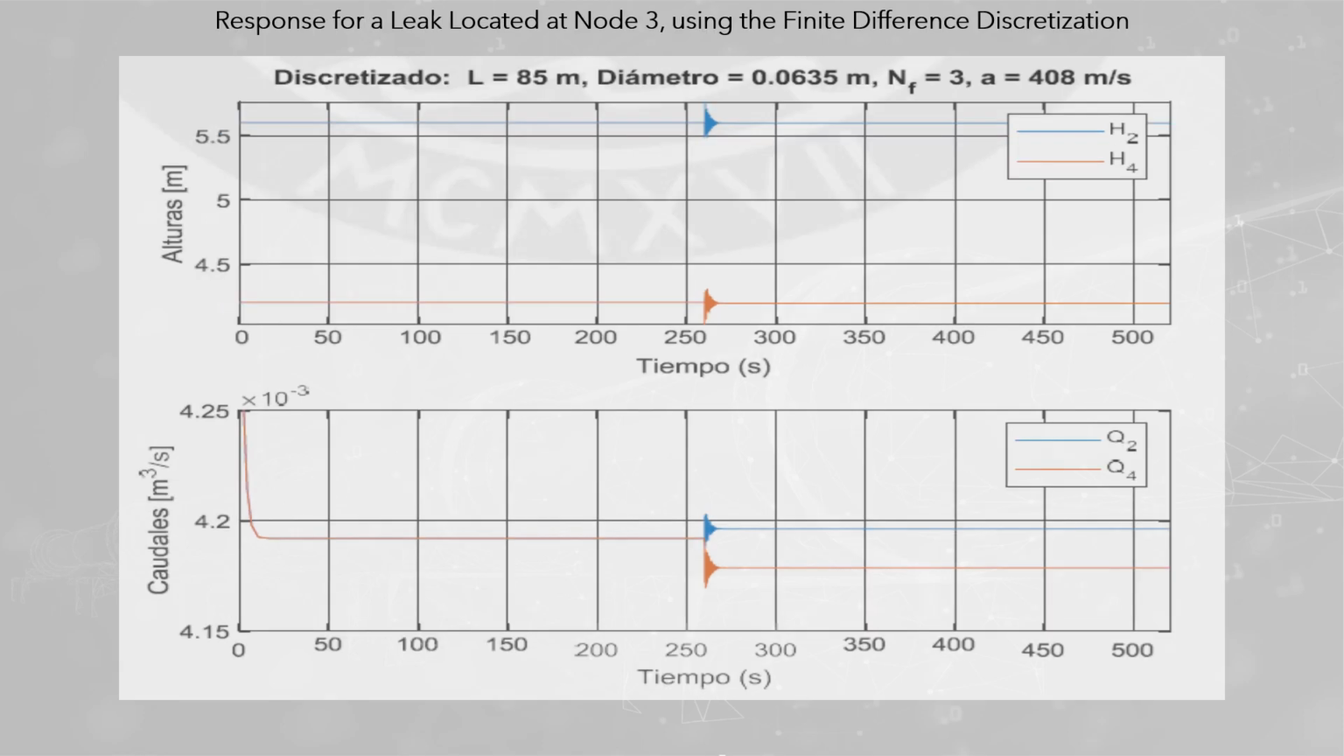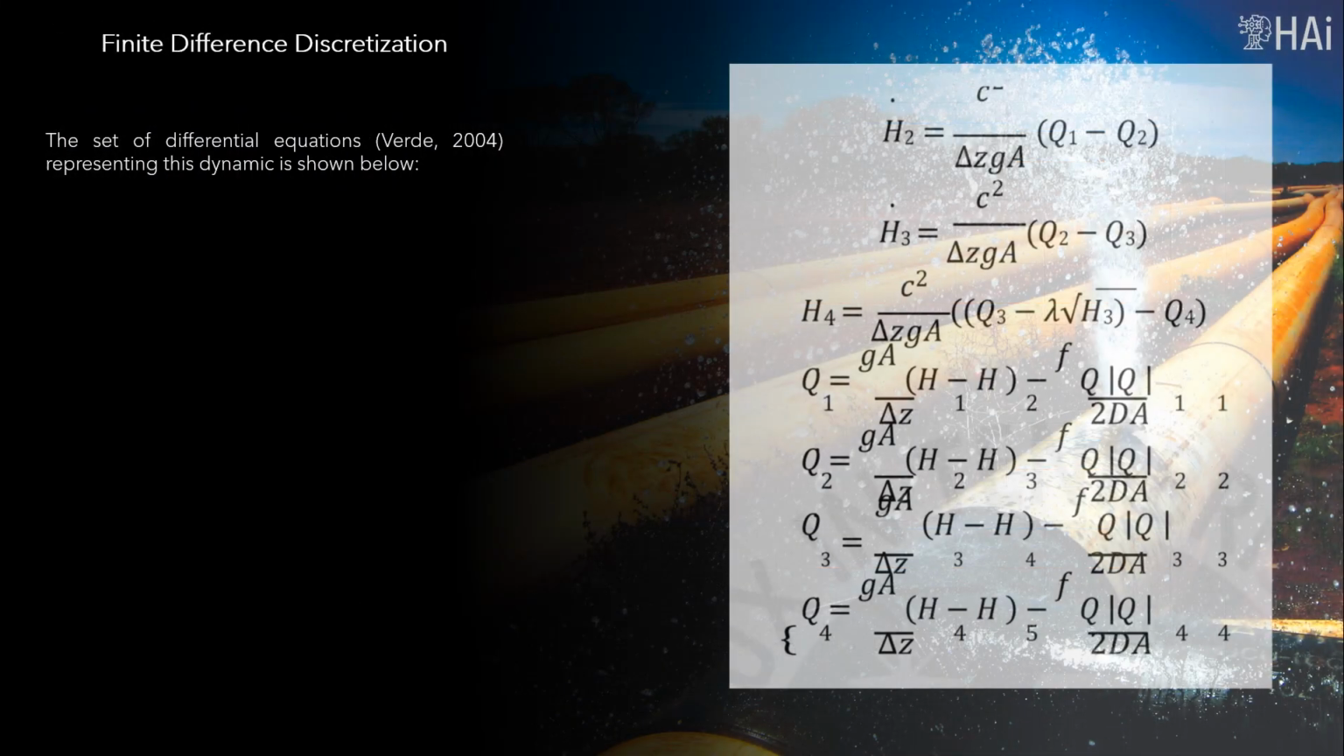The figure presents the answer for head and flow rates using the finite difference discretization method. The location of the leak is at node 3. In this solution, the flow rates show a change, while the pressure heights do not change in value after the transient stage. This is because in the system of differential equations, the pressures at nodes 1 and 5 are considered as border conditions, and the flow outputs in the system are analyzed. The set of differential equations, Verde, 2004, representing this dynamic is shown below.